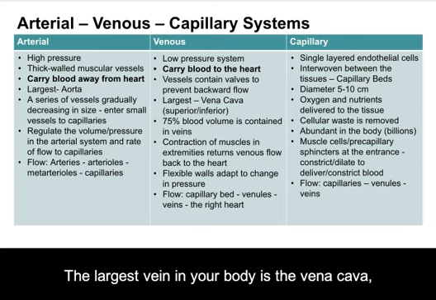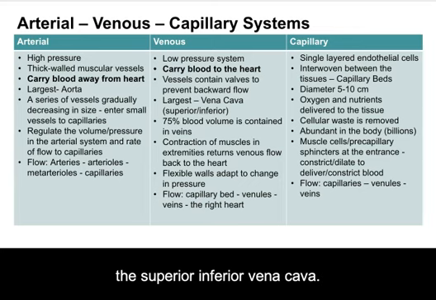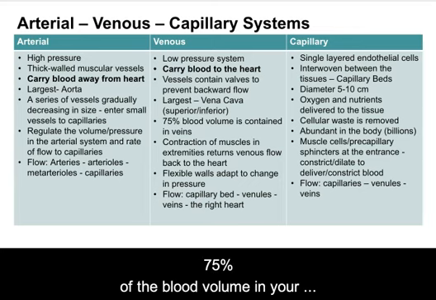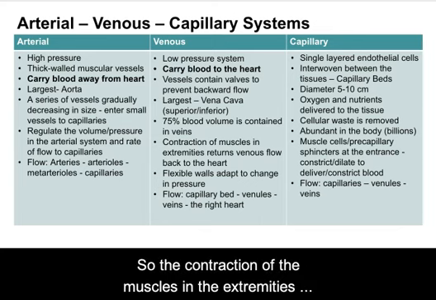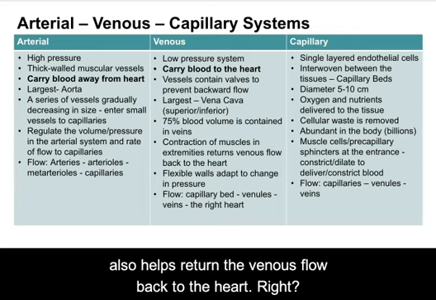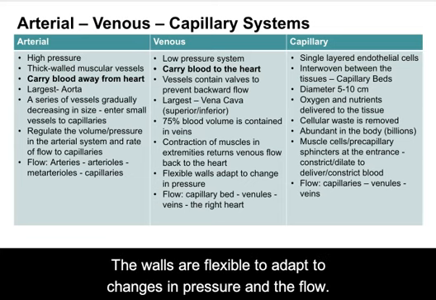The largest vein in your body is the vena cava, the superior and inferior vena cava. 75% of the blood volume in your body is contained in the veins. So the contraction of the muscles in the extremities also helps return the venous flow back to the heart, right? The walls are flexible to adapt to changes in pressure.